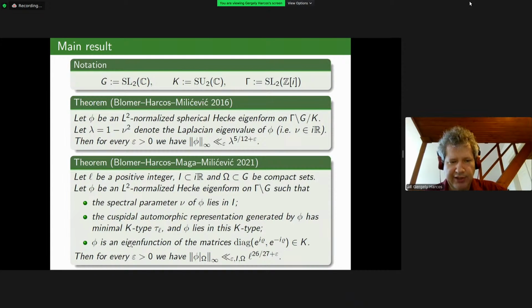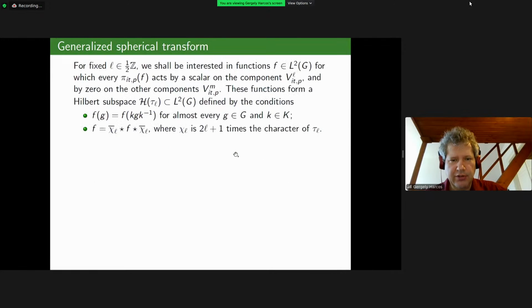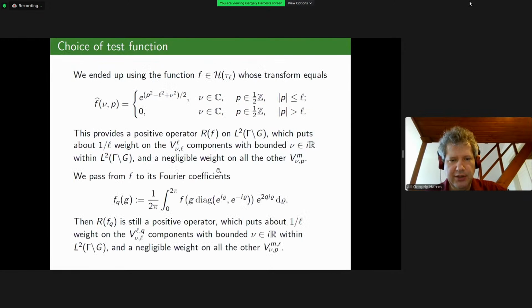So here I said phi is an eigenfunction of the matrices, so that selects a character of the circle group, and the same character has to be used for this averaging process. Then when we pass from F to these Fourier coefficients, we still get a positive operator, which now puts about 1 over L weight on the one-dimensional components V nu L L Q with bounded nu that occur within the automorphic L2 space, and a negligible weight on all the other one-dimensional species.